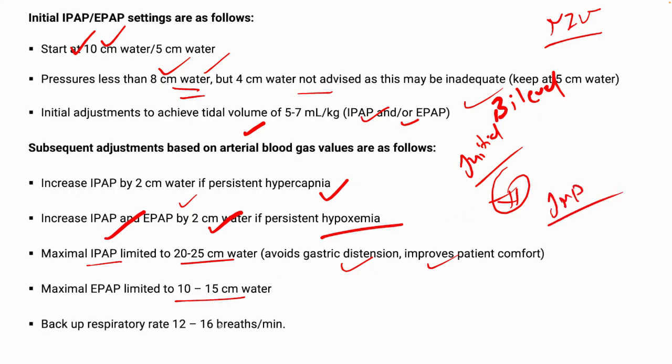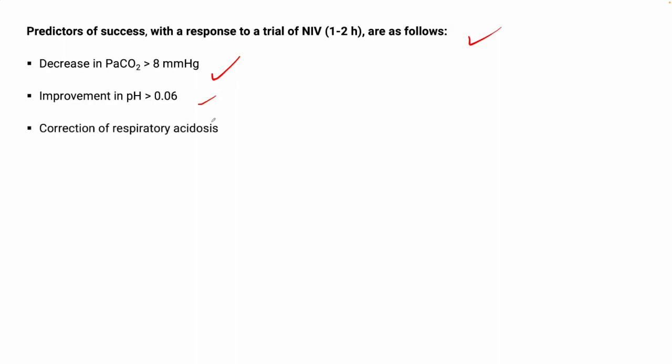The backup respiratory rate is 12 to 16 breaths per minute. Now what are the predictors for success? If you are giving NIV, how will you know whether the NIV pathway is correct or not? First, the PaCO2 level will be greater than 8 mm of Hg. The pH will also improve, and the respiratory acidosis will either be reversed or you will see the condition getting better.